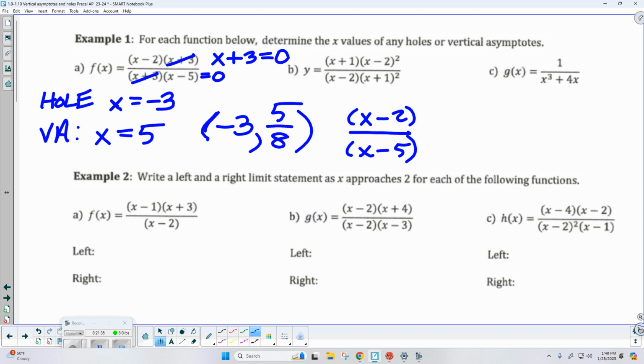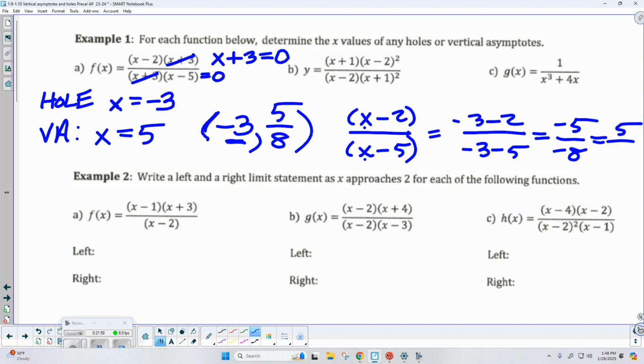We already know that the hole occurs when x equals -3. So whatever x is left that did not cancel out, replace every x with what you have here. In this case, up top, x minus 2 becomes -3 minus 2, over x minus 5, -3 minus 5. So you get -5 over -8. That's where I got the 5/8 from. Is that what you're trying to say? Does that make sense?